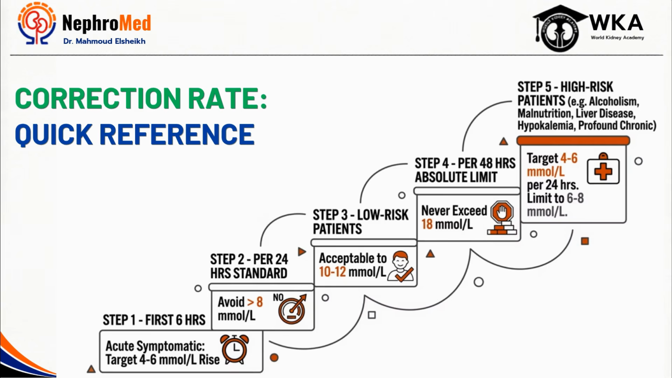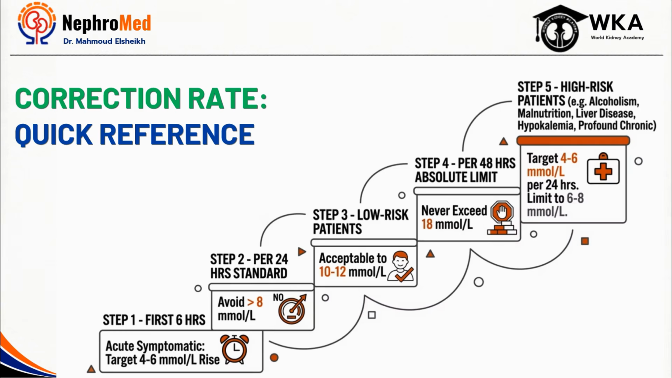After the initial phase, the emphasis shifts towards controlled correction. In most patients, the acceptable correction limit is generally around 10 to 12 within the first 24 hours. However, many experts now prefer even more conservative targets, and regardless of circumstances, the absolute upper limit over 48 hours should not exceed approximately 18 millimoles per liter. Now, for very high-risk patients who need special care, including patients with alcoholism, malnutrition, advanced liver disease, hypokalemia, or profound chronic hyponatremia, the common target becomes much lower, typically around 4 to 6 millimoles per liter per 24 hours, with an upper limit of about 6 to 8.